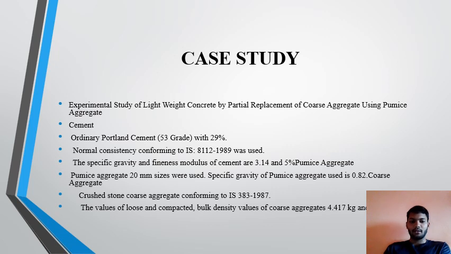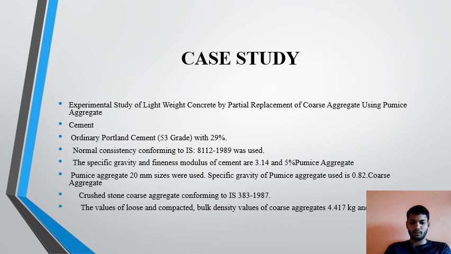Then case study: experimental study of lightweight concrete by partial replacement of the coarse aggregate using pumice aggregates. Cement: ordinary Portland cement, 53 grade, with 29% normal consistency, conforming to IS 8112 1989 was used. The specific gravity and fineness modulus of cement is 3.14. Pumice aggregate of 20 mm size is used. Specific gravity of pumice aggregate is 0.82.